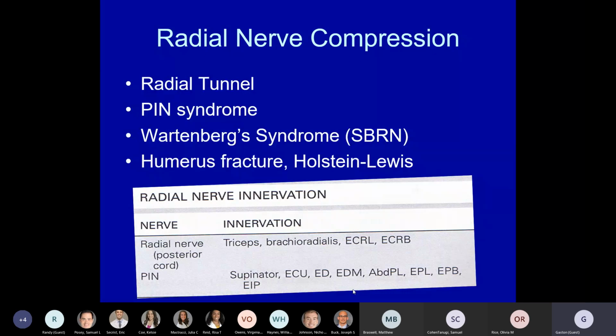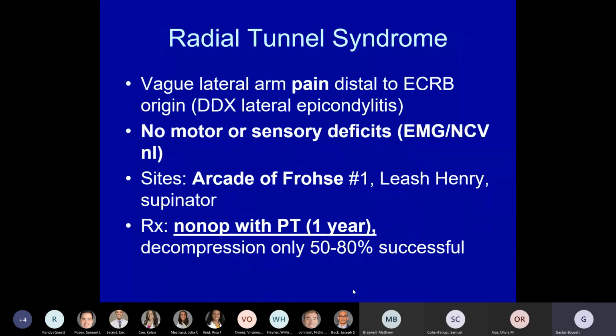Radial nerve compression, the things to remember: you can have radial tunnel syndrome, which is different than PIN syndrome and Wartenberg syndrome. And then we'll talk a little about radial nerve with humerus fractures as well. Radial tunnel on the test is going to be a patient that sounds like tennis elbow, but it's too far distal. So it's pain only. Normal motor, normal sensory, normal EMG. Pain, but it's not over the lateral epicondyle. It's a few centimeters distal to it. Your answer is radial tunnel syndrome.